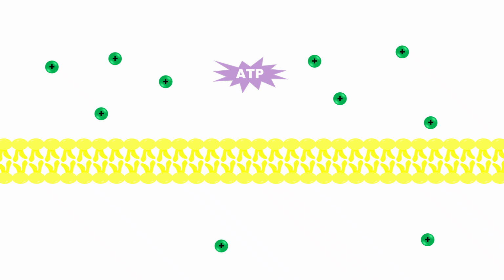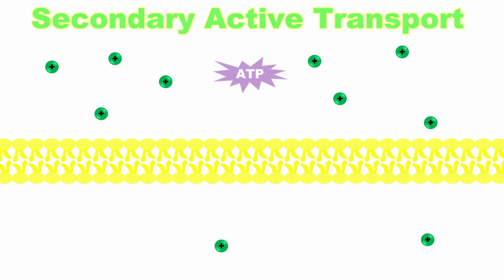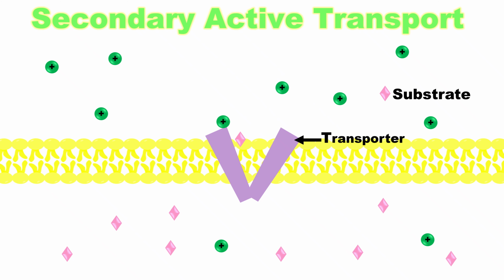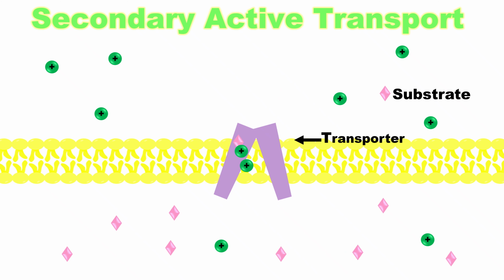Secondary active transport does not use ATP directly. A transporter binds both the driving ion and the substrate. As the ion flows down its gradient, the substrate is carried against its gradient.